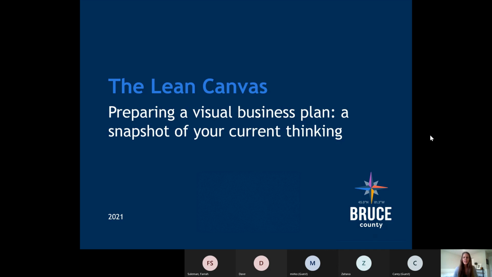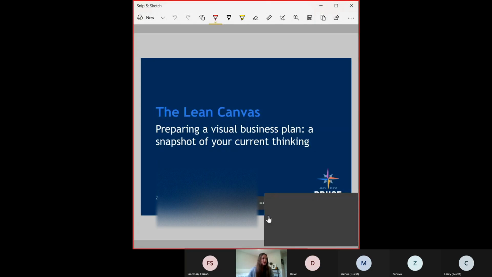Thank you for joining this evening on learning about the lean canvas, preparing a visual business plan, a snapshot of your current thinking. As Carrie, one of our attendees today, mentioned earlier, she was asking about the business model canvas. Well, the business model canvas is very similar.